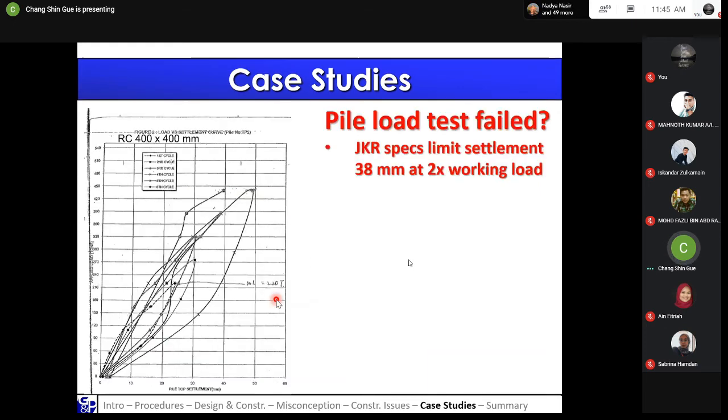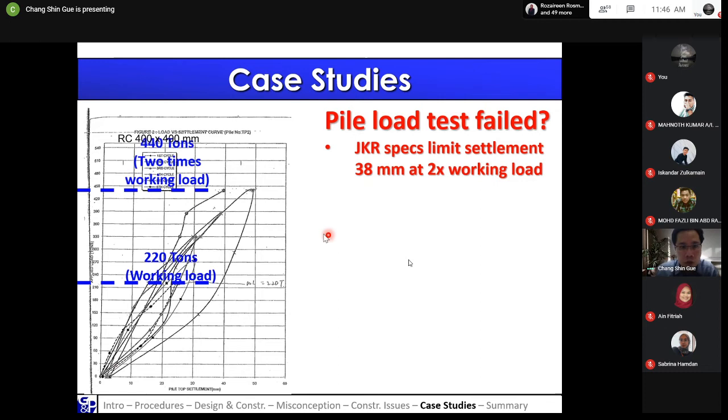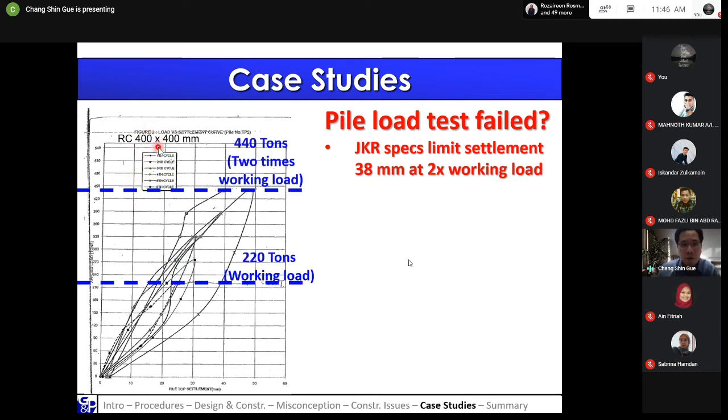So the issue is that the engineers found that the pile test failed. Basically, they are referring to the JKR specs that generally state a limit settlement of 38 millimeters at 2 times working load. So this is the pile test result. On the y-axis is the applied load on the pile during the test, and the x-axis is the pile top settlement. So what they say is that the pile has failed at 2 times working load. This pile is an RC square pile, 400 by 400. The working load is 220 tons, so 2 times working load is 440 tons.